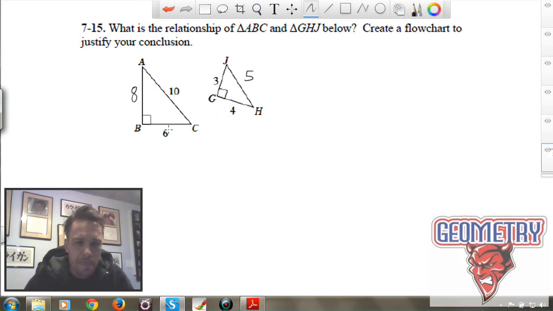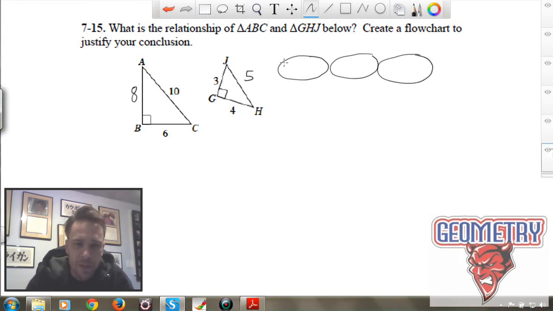So it looks like we have 3 sides of one triangle that we can match up with 3 sides of another triangle, and it appears that there is a perfect 2-to-1 relationship here, right? 3 times 2 is 6, 4 times 2 is 8, 5 times 2 is 10. So in this flowchart, I am going to illustrate that information with these 3 bubbles.